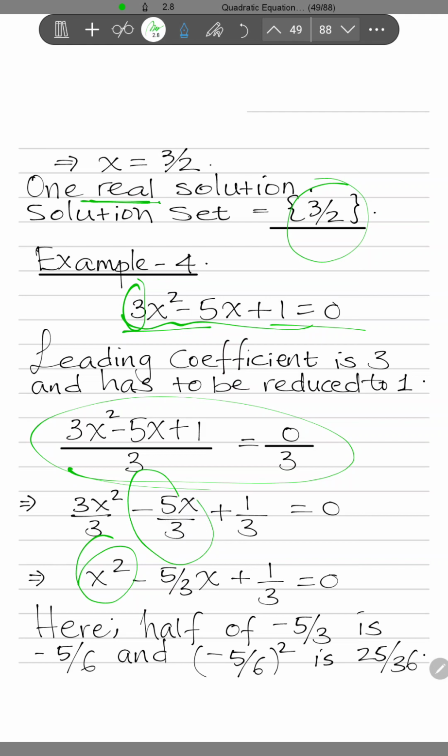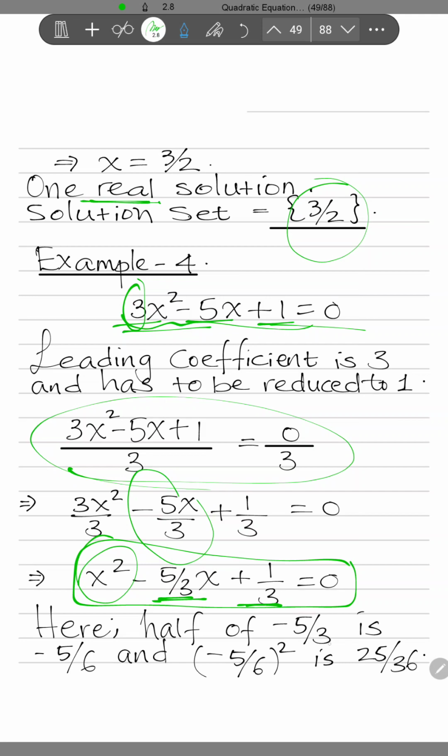Middle term 5 over 3 negative, good, and 1/3. We divide both sides, which means each and every expression has to be divided by that same number. So we have this general format of this quadratic equation. That's the important thing. What is half of the middle term?